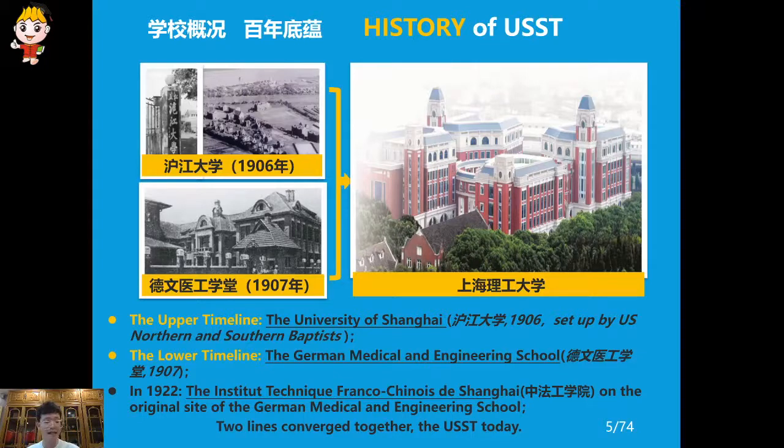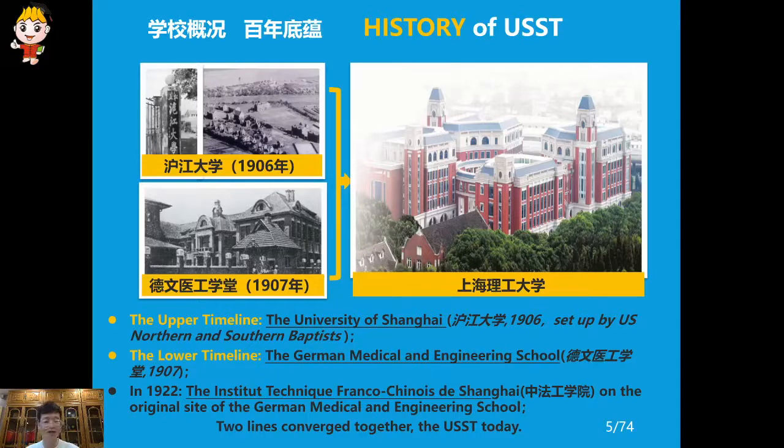Specifically, in 1906, the Northern and Southern Baptists of the United States established the University of Shanghai on the shore of the Pujiang River. And in 1922, for this part you can check it out from our PowerPoint, the bottom lines here, the Chinese and the French governments jointly established the Institut Technique Franco-Chinois de Shanghai, 中法工学院, on the original site of the German medical and engineering schools. The two lines converged together, and finally that is the USST, 上海理工大学, today.